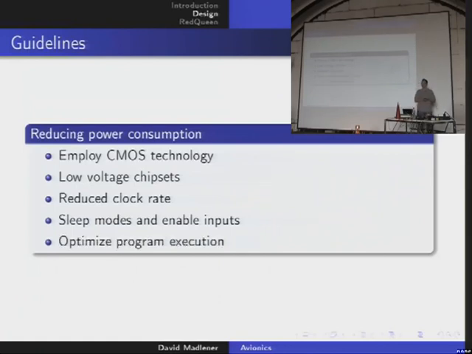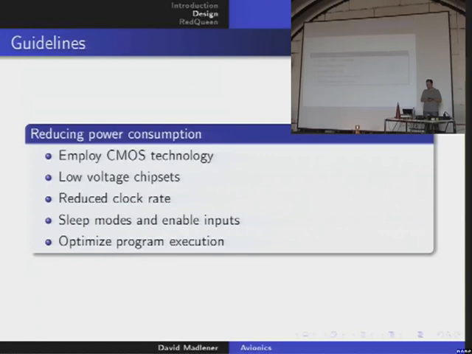And optimize program execution. If you can use tables instead of computing something, use tables, okay? It's very easy to do, but you have to think about it to reduce the total power consumption of your avionics. You can just put your ampere meter there and then try different approaches and routines to do something and look which one will use less power. Power is of the utmost importance.